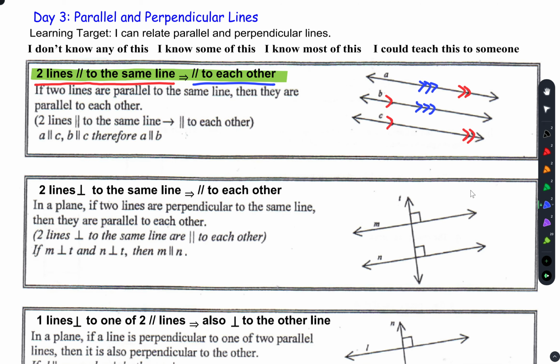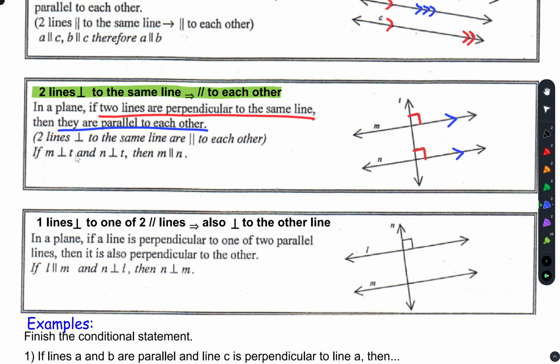My next conditional statement says 2 lines that are perpendicular to the same line must be parallel to each other. My hypothesis here is that if 2 lines are perpendicular to the same line, so I have this line M perpendicular to T, I have N perpendicular to T, then, in conclusion, they are parallel to each other. Questions on that one? Again, if we were using this in a proof, we would be writing this thing highlighted in green in our proof reason column.